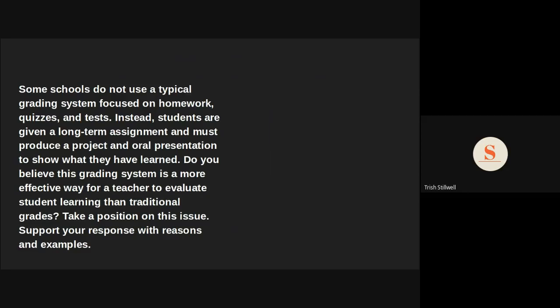Some schools do not use a typical grading system focused on homework, quizzes, and tests. Instead, students are given a long-term assignment and must produce a project and oral presentation to show what they have learned. Do you believe this grading system is a more effective way for a teacher to evaluate student learning than traditional grades? Take a position on this issue. Support your response with reasons and examples. Whew. Here we go.